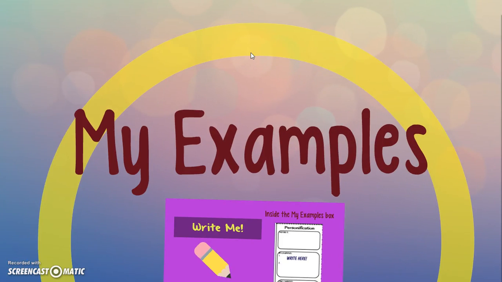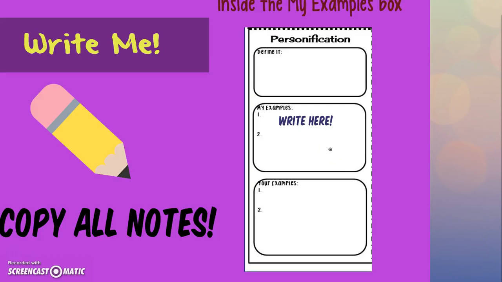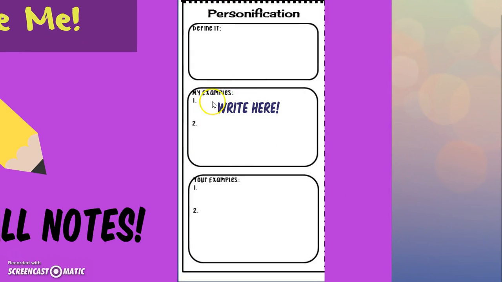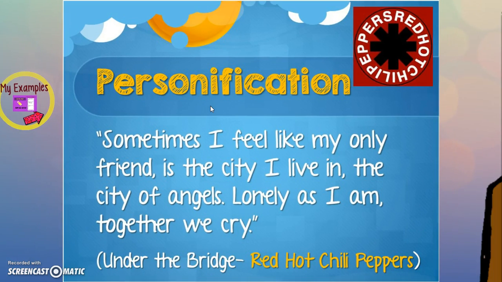Okay? I'm going to use some examples and you're going to write those examples here on your notes, right in there where it says my examples. Write that here. Okay? You're writing down 2. So I'm all about the music. So this first one is from Under the Bridge by Red Hot Chili Peppers.